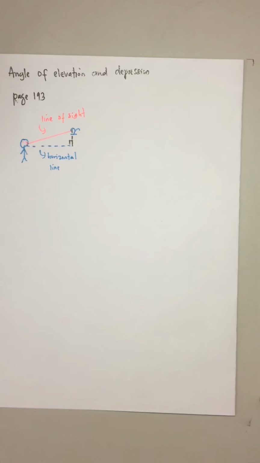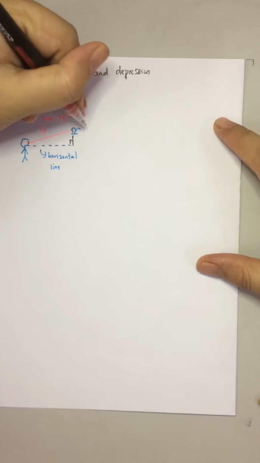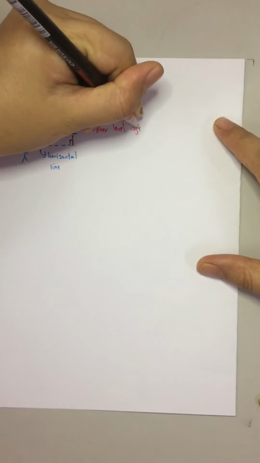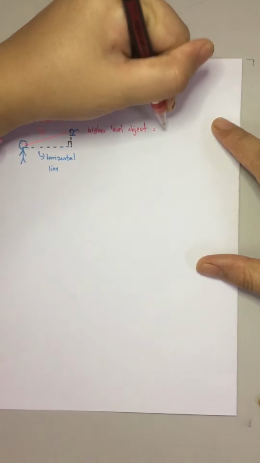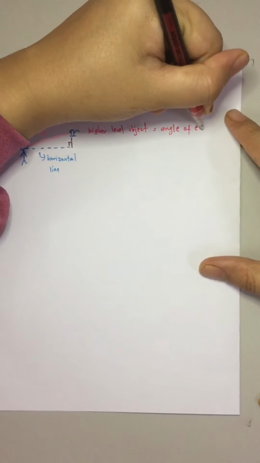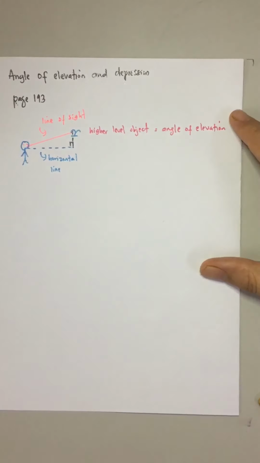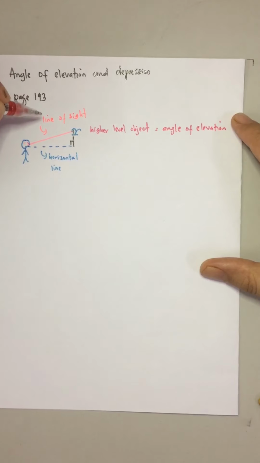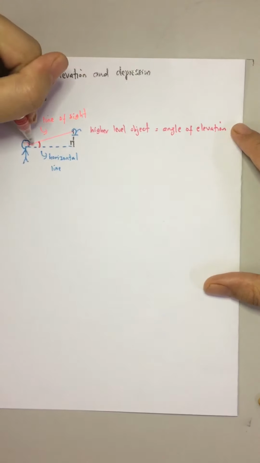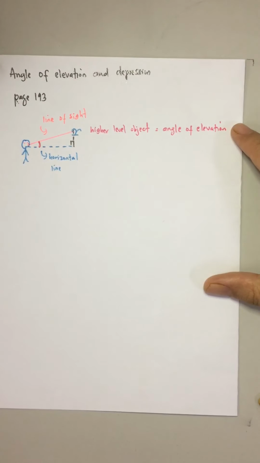Since this person sees an object at a higher level, a higher level object will create an angle of elevation. So where is the location of the angle? The angle is between the line of sight and the horizontal line. So this is our angle of elevation. We denote this angle with the letter A.